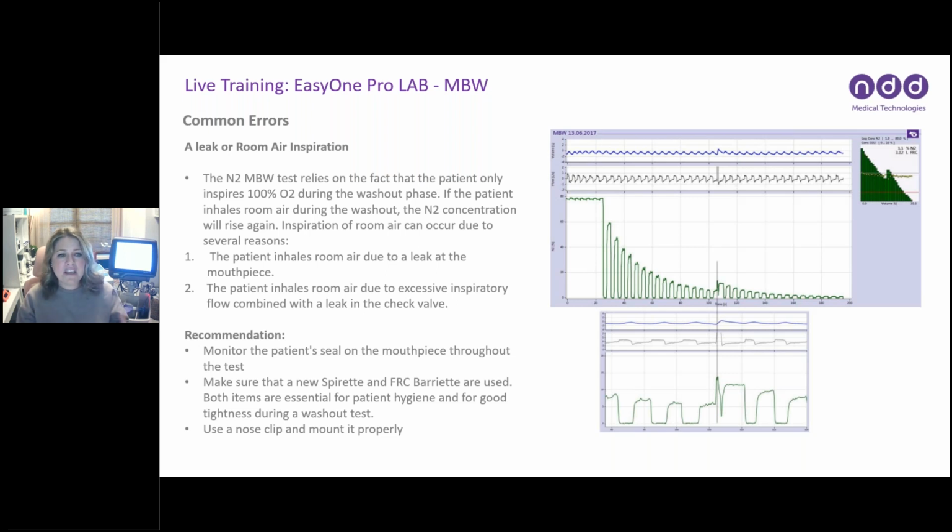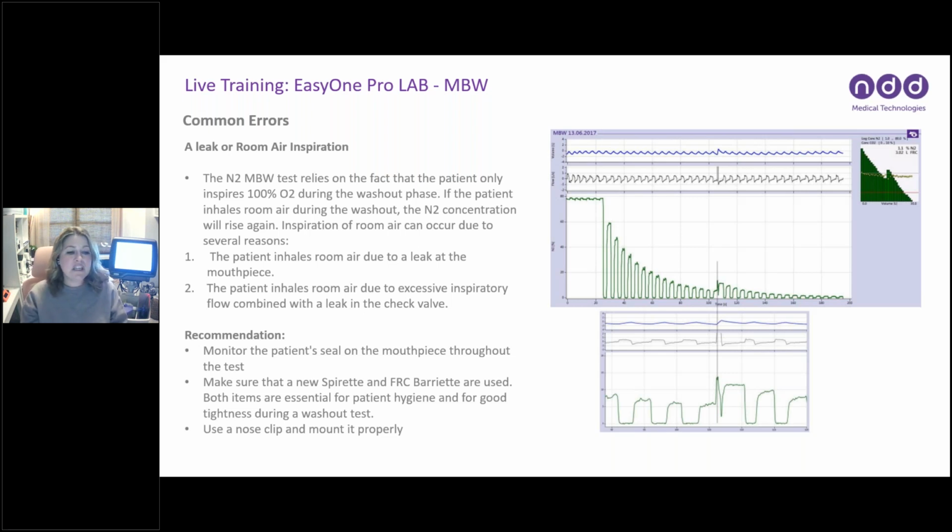So we need to make sure that our patient is only breathing the 100% oxygen that we are delivering to them during the washout phase. Obviously, if the patient inhales room air, that nitrogen is going to go right back up again. So again, most commonly, it's a leak on the mouthpiece, normally caused by swallowing. It's always because the patient needs to swallow and they leak around that mouthpiece, or they're not wearing their nose clips correctly and it comes in through their nose.